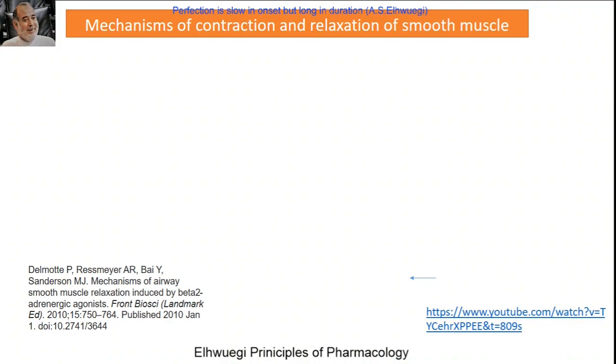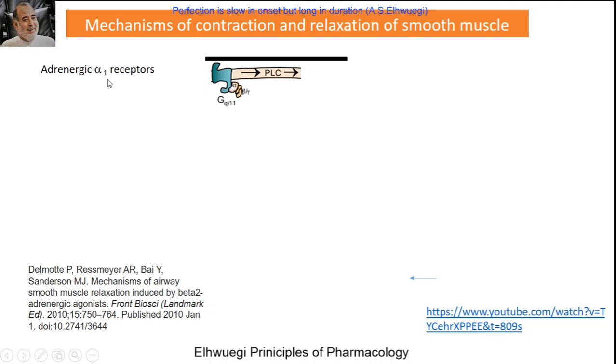In today's brief communication, we are going to talk about the mechanisms involved in the smooth muscle contraction and relaxation induced by different autonomic drugs. Let's imagine these are the autonomic receptors, which might be alpha-1 adrenergic receptors, or they might be muscarinic cholinergic receptors type 1 or 3. These receptors are linked to Gq/11 protein.